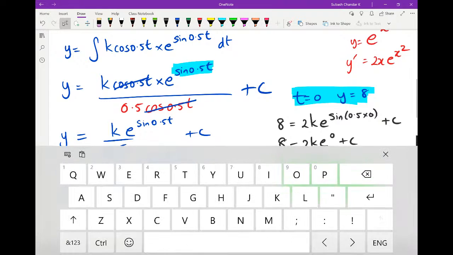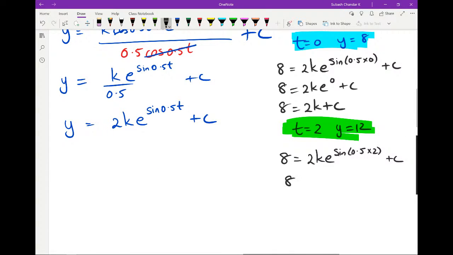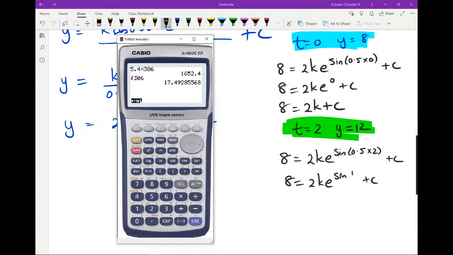And because we're using sine of, what is going to happen is it's going to be like this: 8 is equal to 2k e sine of 1 plus c. But we actually need what sine of 1 is. Which is that. And then we've got also e to the power of that. So e to the power of that is equal to roughly 2.31. So I'm going to use 2.32.